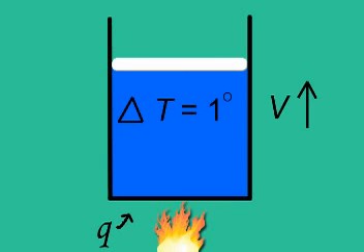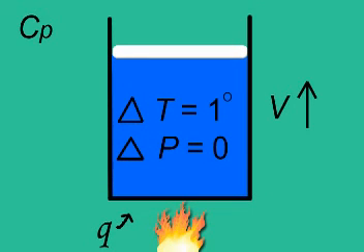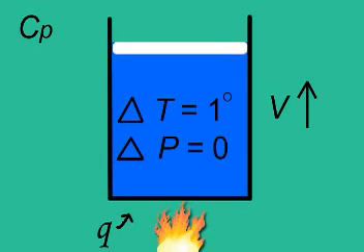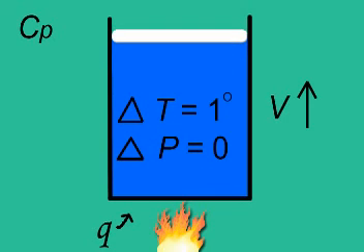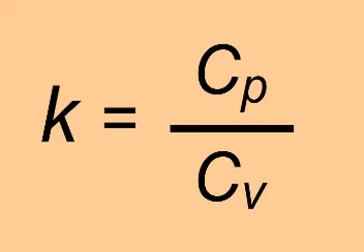However, if we allow the gas to expand freely, then a somewhat larger specific heat at constant pressure, C sub P, is found. The difference is due to the amount of energy that went into expanding the gas. The ratio of these two specific heats, K, equal to C sub P over C sub V, is an important parameter describing the gas's thermodynamic behavior.